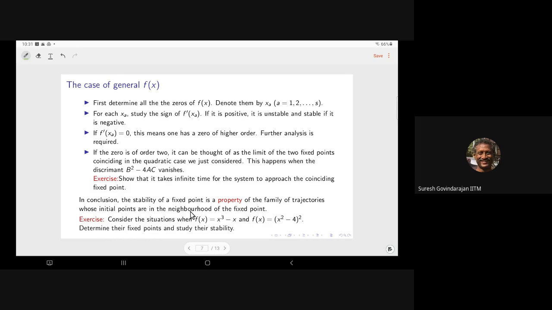So if the zero is of order 2, that's what I'm saying here. It can be thought of as a limit of two fixed points coinciding, just as in the quadratic case that we just considered. This happens when the discriminant b square minus 4ac vanishes. I keep saying this, but it's a very nice exercise: show that it takes infinite time for the system to approach the coinciding fixed point.